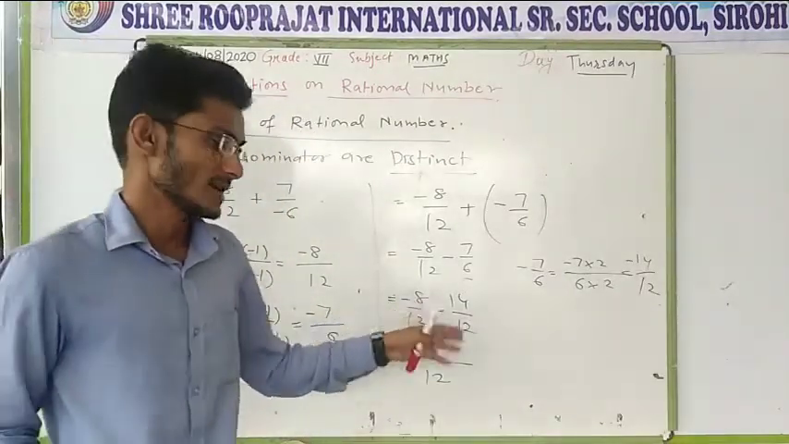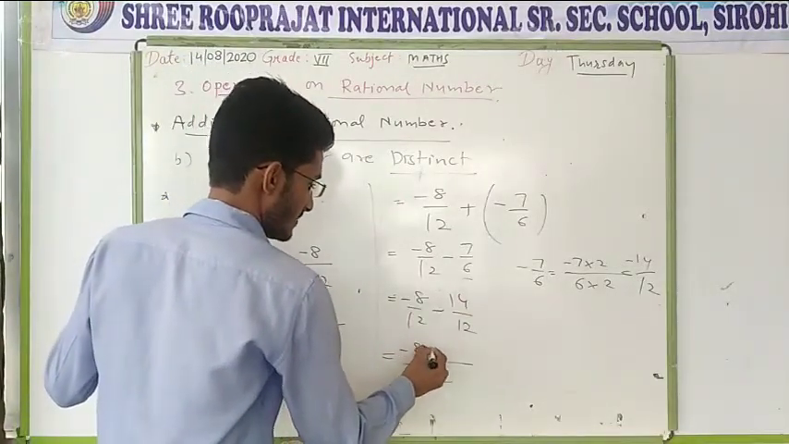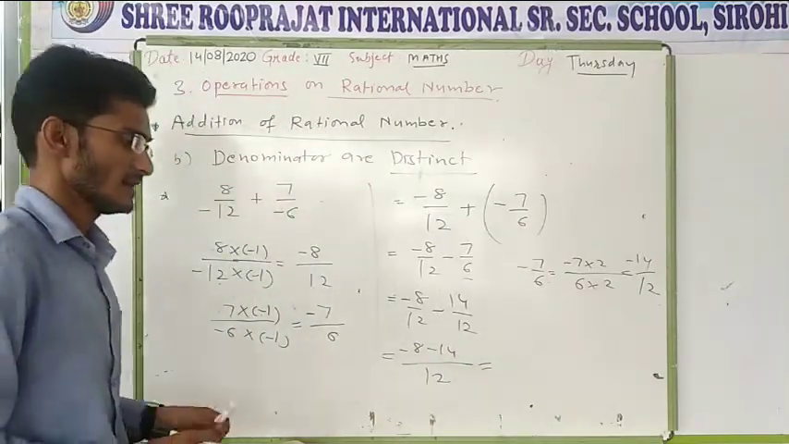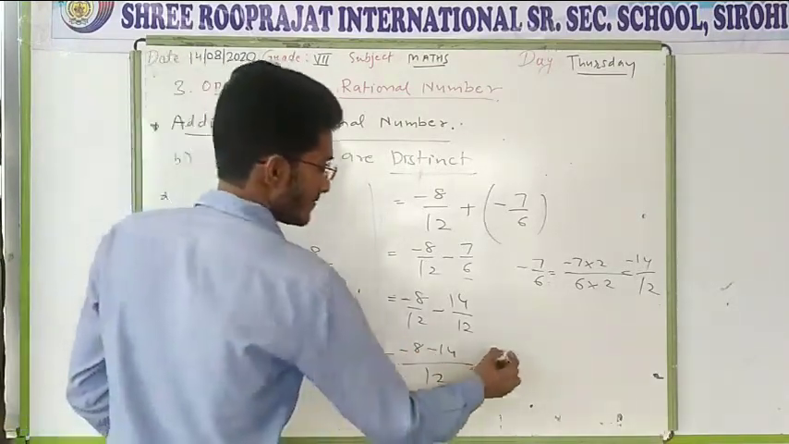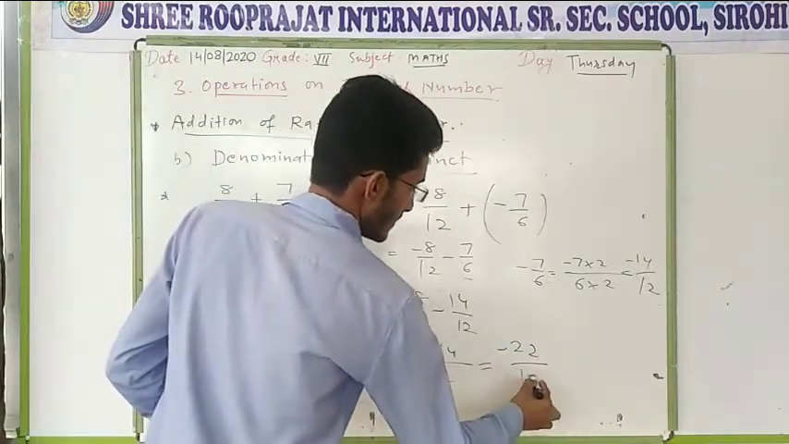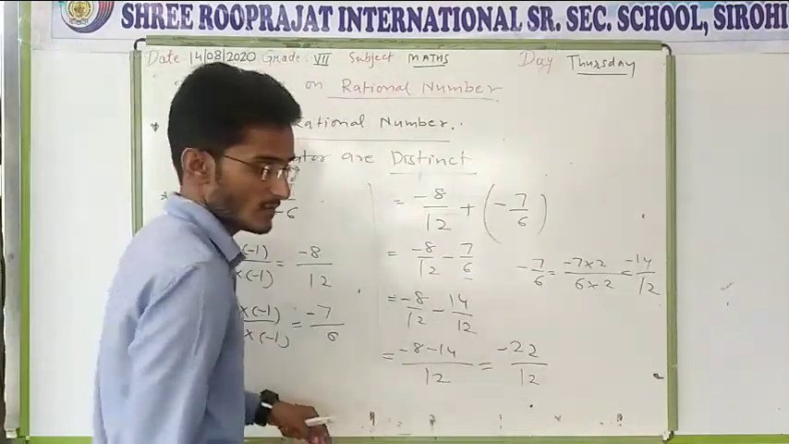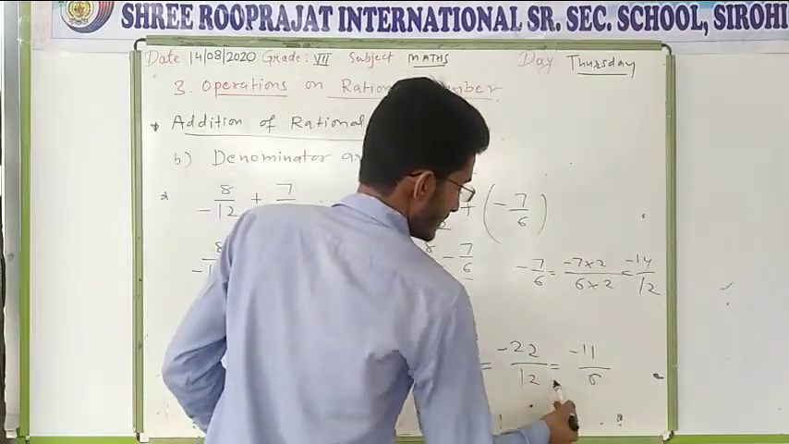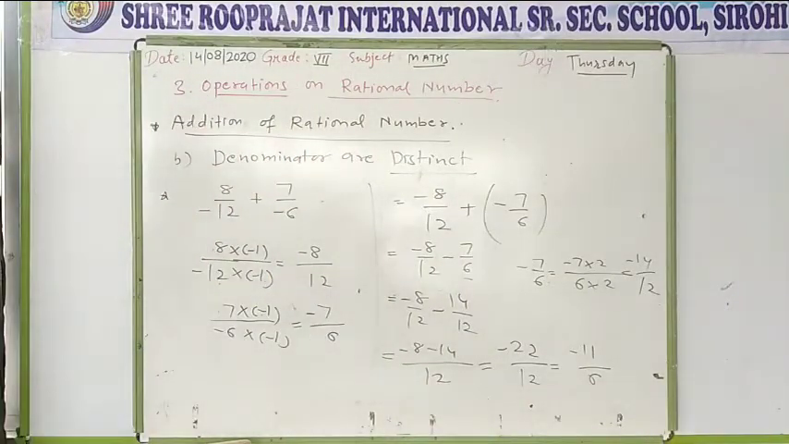Now you have to just add or subtract the numerators. It is given minus and it is given minus, that means minus 8 and minus 14. When both have the same sign, you have to just add and put the sign of the greater number. So 8 minus and 14 minus, that means it will be 22. Both are negative, that's why. And divide by 12. When both numbers can be divided by the same number, you can divide. If you divide 22 by 2, you will get minus 11. And here you divide, you will get 6. So the final answer of this one is minus 11 by 6.